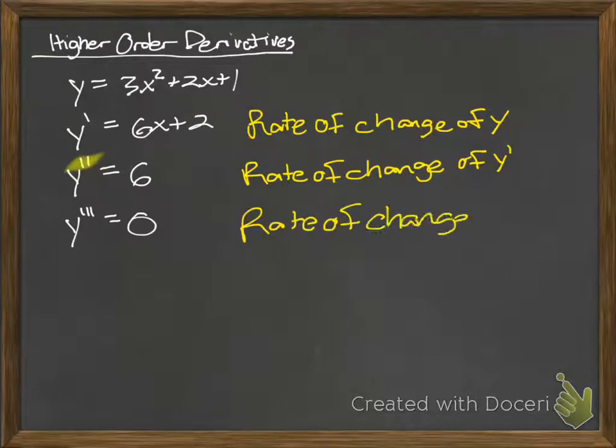And then, guess what y triple prime is? The derivative of y double prime, or the second derivative. The third derivative is the derivative of the second derivative, and so on. So this just gives you an idea of some notation, some terminology. A derivative is the rate of change of the function of which you took the derivative.